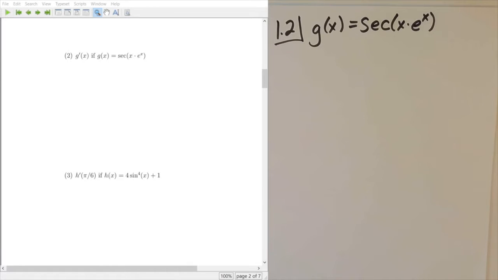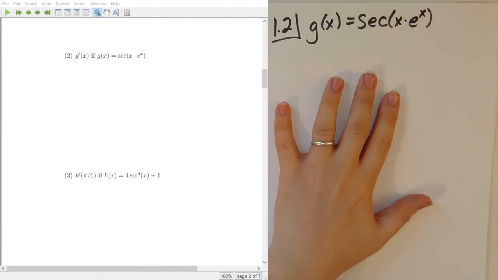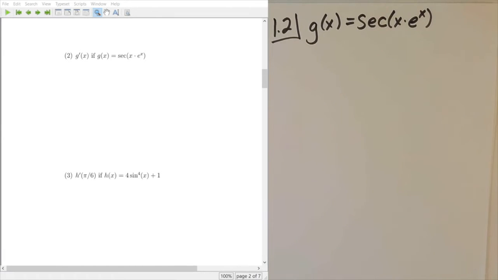All right, back here with questions 1.2 and 1.3 from the test. Again, I recommend really that you pause the video before I take the derivative of secant of x times e to the x, and then do it yourself, and then come back and look at this if you struggled, or double check your answer, and likewise for each question here.